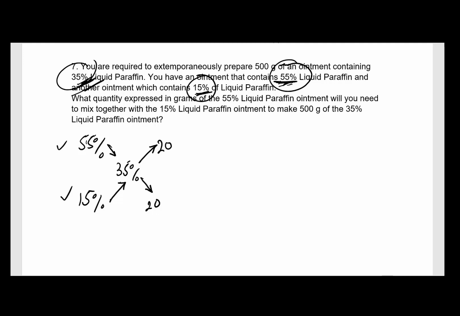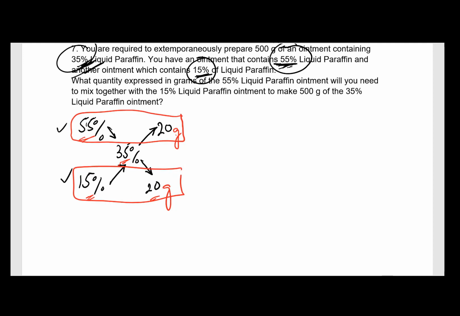Okay. Now once you have got this, this is what I need. I need 20 grams of 55% ointment, liquid paraffin, and I need 20 grams of 15%. Once you have done the subtraction, go parallel. So I need 20 grams of 55%, I need 20 grams of 15%, and I mix them and I will get 35%. Everybody with me so far? Yes? No? Okay, now when I mix them, I will get 40 grams, right? I take 20 grams of 55% and 20 grams of 15%. In the end, I will get 40 grams of 35%.